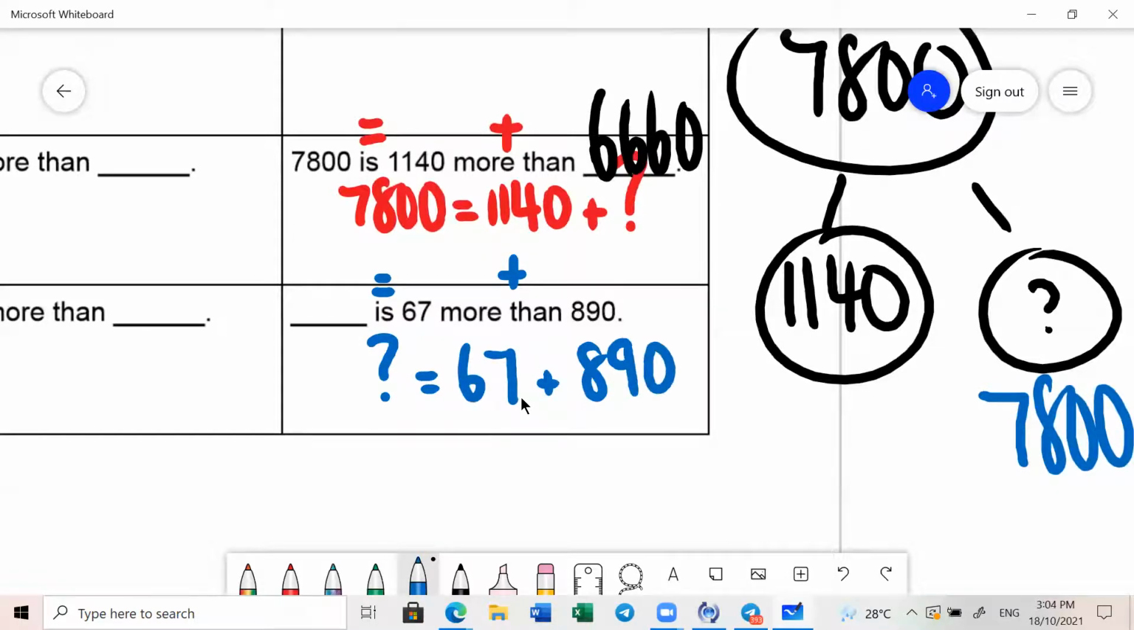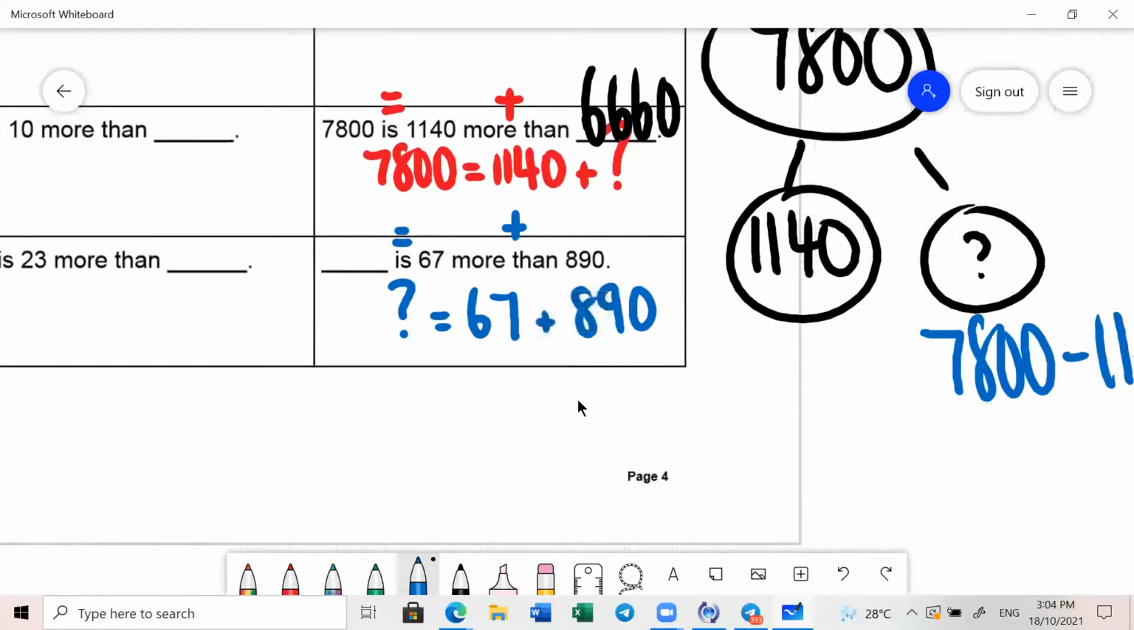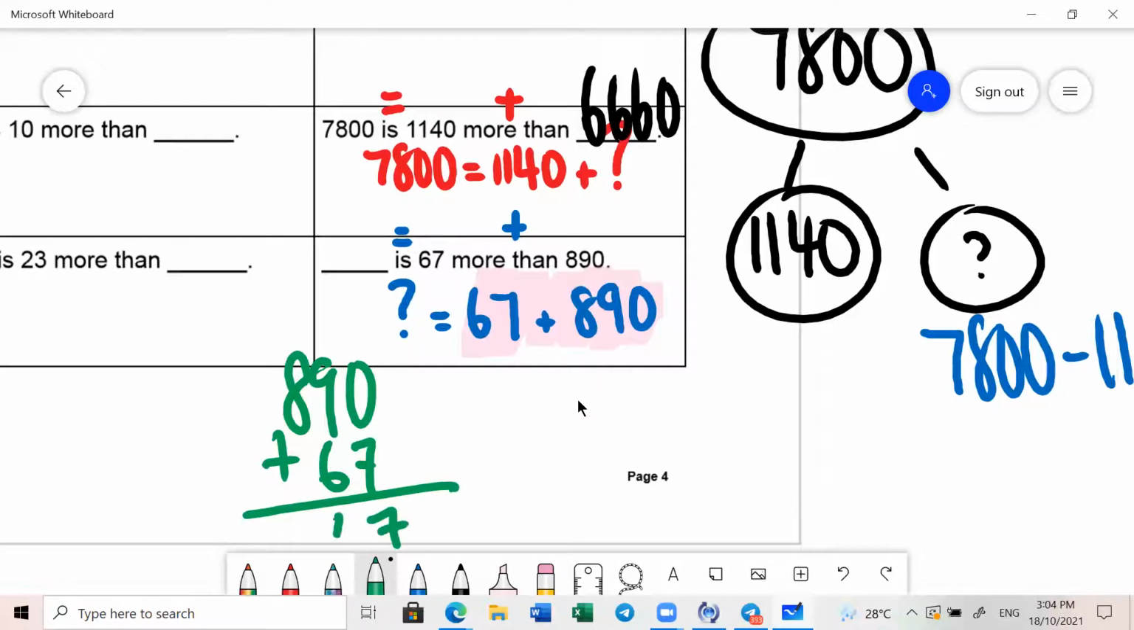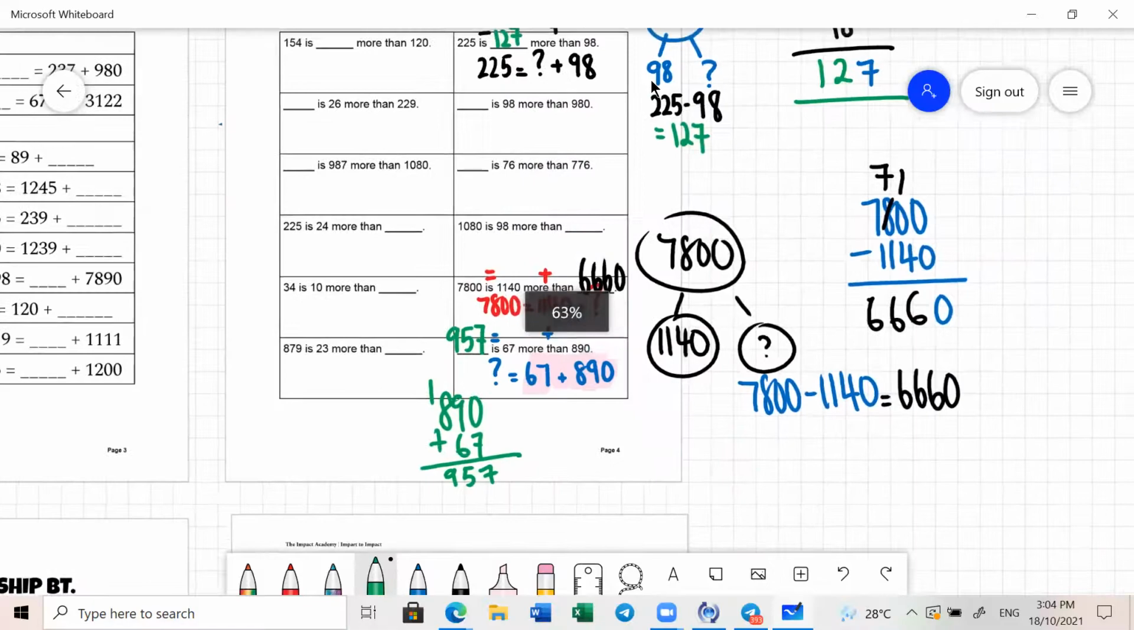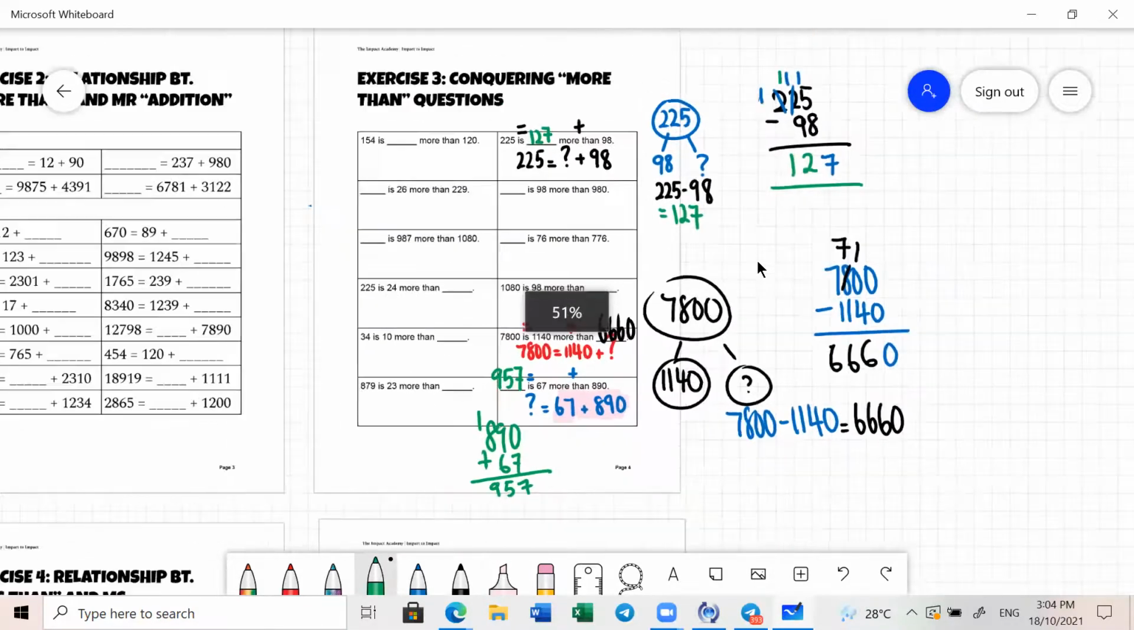I think this is fairly simple, right? In order for you to find a question mark, they have already told you that you just have to do 67 plus 890. So I want to add them up together. What would I get? I'll get 957. Make sure you read the statement. 957 is 67 more than 890. Does that make sense? Yes, it makes sense. That's all I have for you for the "more than" concept.